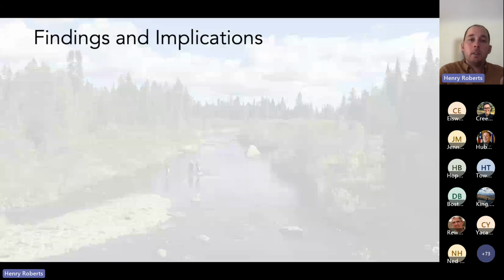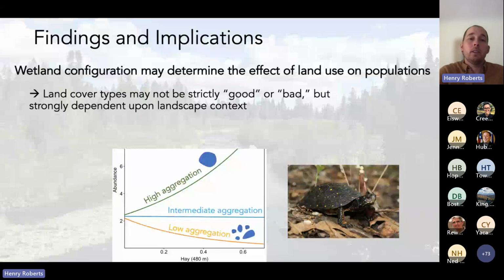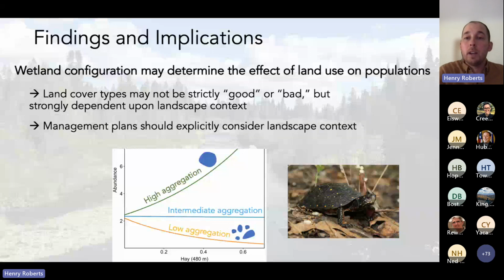Wetland configuration: our results suggested that it may determine or modulate the effect of land use on populations. And this really suggests to me that certain land use types might not be strictly good or bad for a population, but strongly dependent upon the landscape context. It also suggests that management plans should be more explicitly considering landscape context when they're deciding how to manage or conserve a population. We found that roads negatively affected spotted turtles, both in terms of abundance and juvenile recruitment.